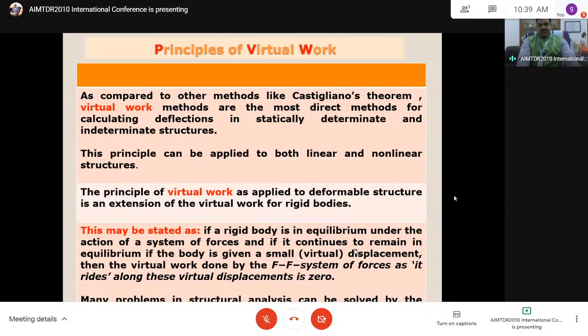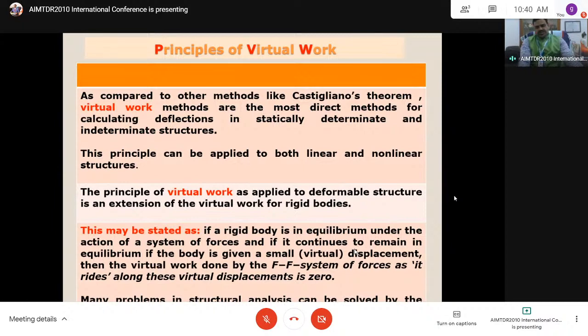If a rigid body is in equilibrium under the action of a system of forces and it continues to remain in equilibrium when the body is given a small virtual displacement, that is a negligible displacement, then the work done by these forces along the virtual displacement must be zero, because the system is in equilibrium. Instead of summation of forces equal to zero, it is the forces multiplied by the virtual displacement equal to zero. That's all. That's the virtual work.